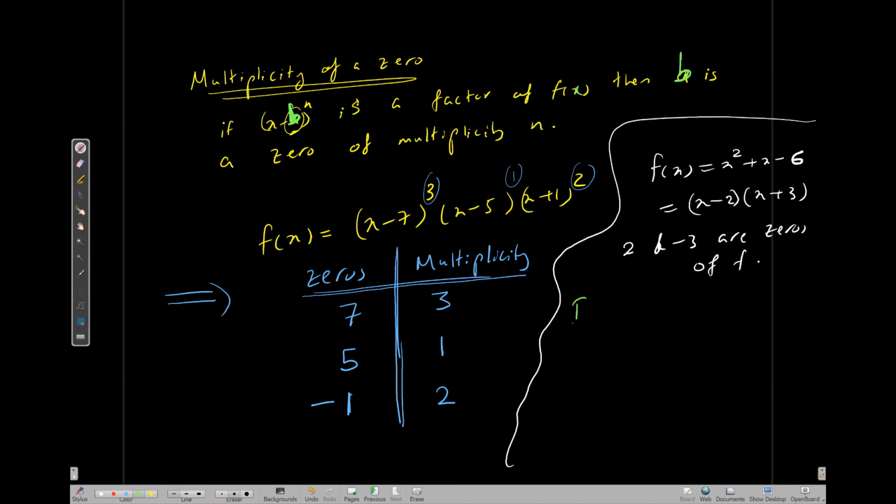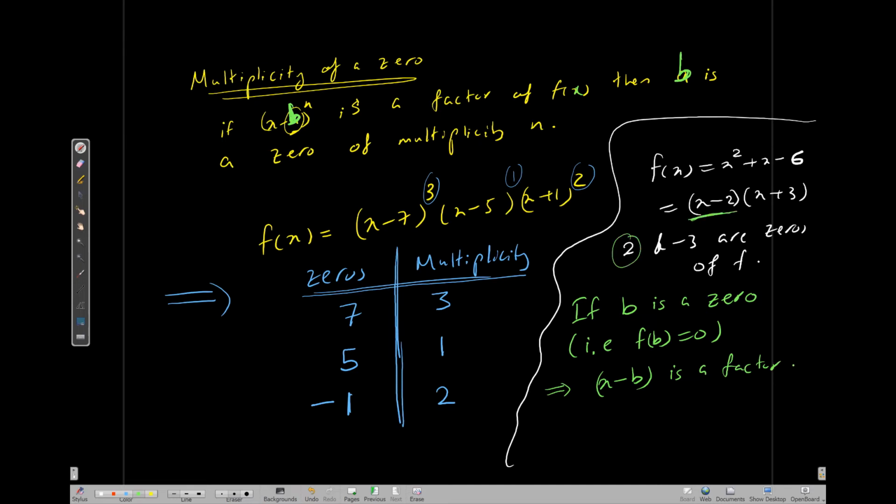Whenever b is a 0, that means f of b is 0. If this happens, then for sure x minus b is a factor. Look at this example. 2 is a 0, so x minus 2 is a factor. Negative 3 is a 0, so x minus negative 3, which means x plus 3, is a factor. It always happens. Why? Can you think why?